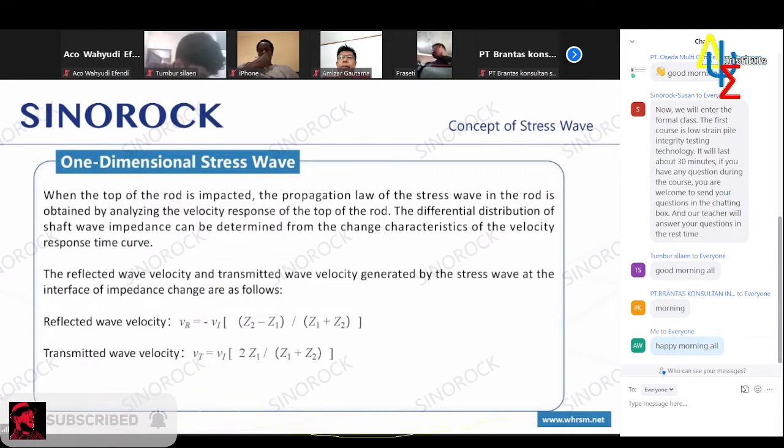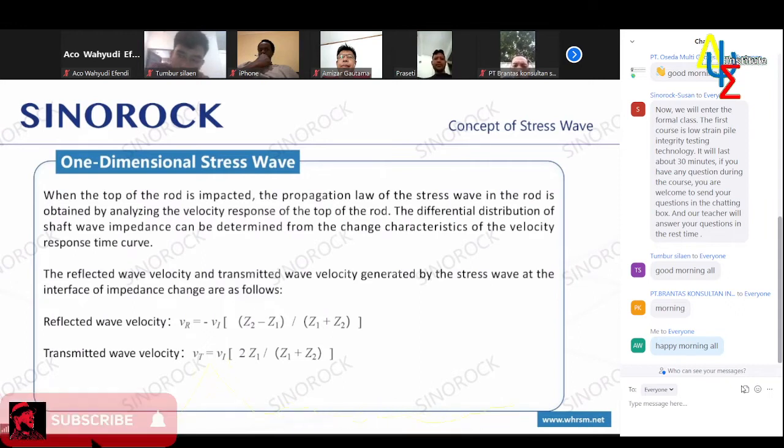We can directly relate the reflected wave velocity to impedance and incident wave velocity, including the relationship between transmitted wave velocity and incident wave velocity and impedance. That is, the reflected wave velocity is equal to the negative incident wave velocity, multiplied by impedance 2 minus impedance 1, divided by impedance 1 plus impedance 2. The transmitted wave velocity is the incident wave velocity multiplied by twice the impedance 1 divided by impedance 1 plus impedance 2.